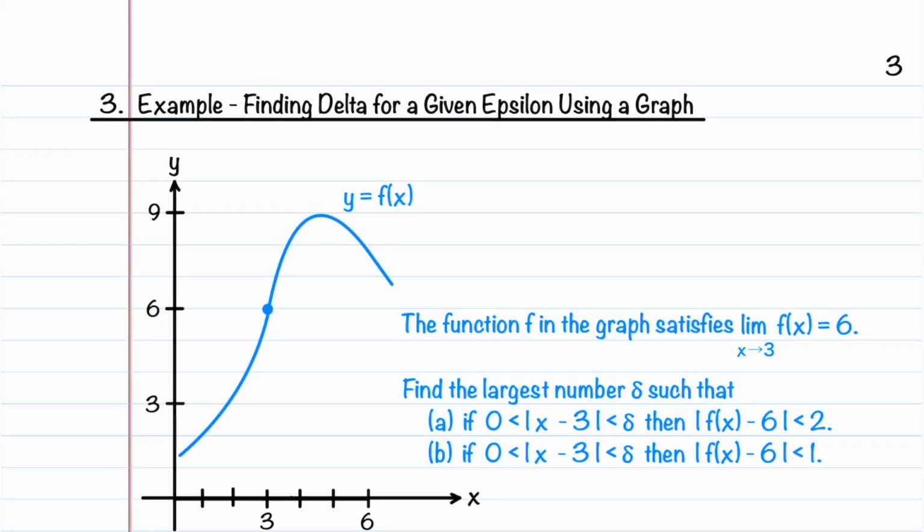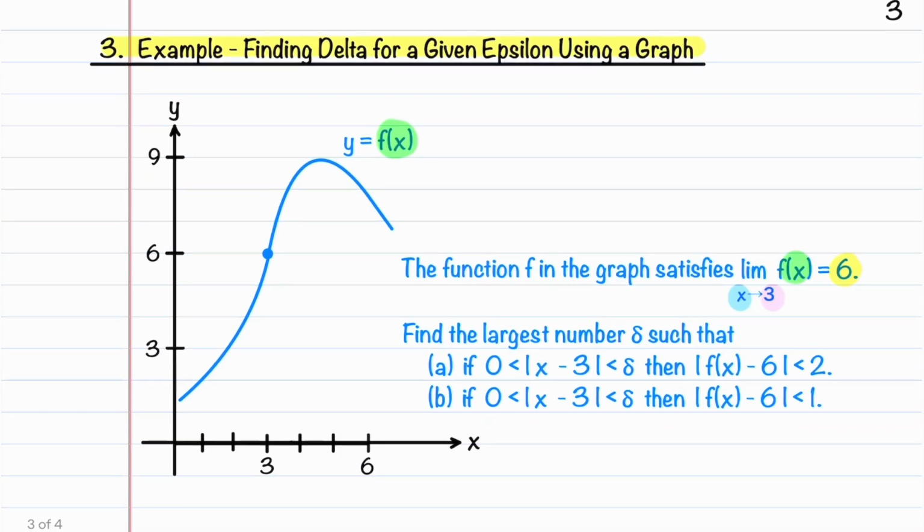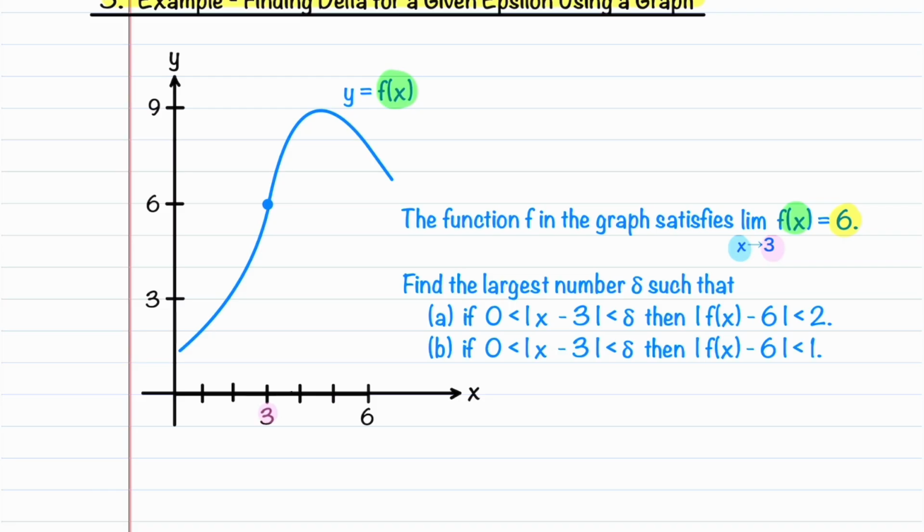We're going to look at an example where we're going to find delta for a given epsilon using a graph. We're given the graph of f of x, and we're told that this function satisfies the limit of f of x as x approaches 3 is equal to 6. On our graph, here's 3 and here's 6.